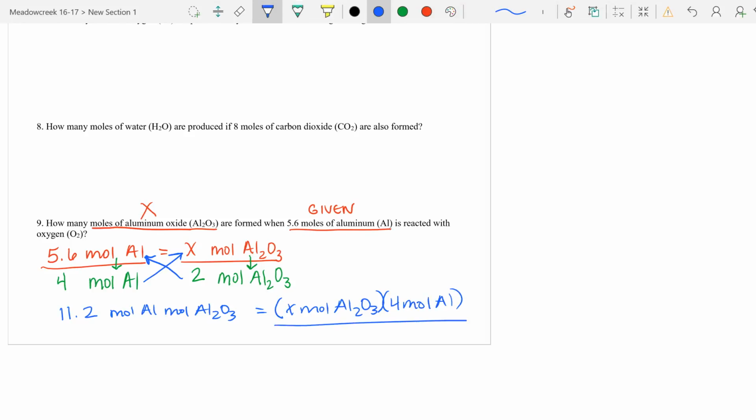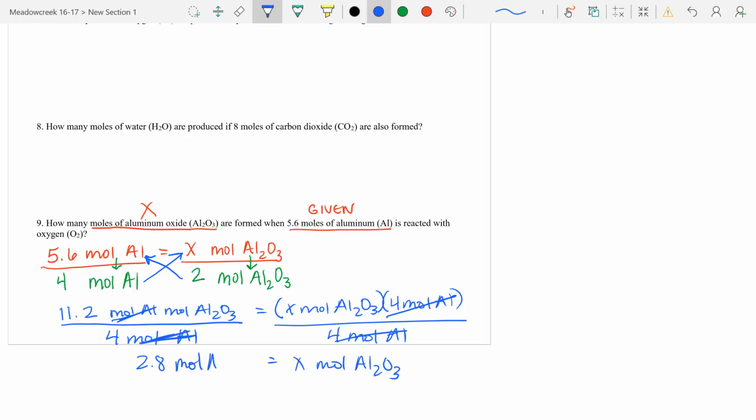Now, when we do this to get X by ourselves, we will divide by 4 moles of aluminum on both sides, which cancels out, and then we have X moles of aluminum oxide is equal to 11.2 divided by 4. So, when we do that, we get 2.8. And we have moles of aluminum cancel out with moles of aluminum here. What we have left is moles of aluminum oxide for our answer. So if you have any questions, let me know. And we can go from there.